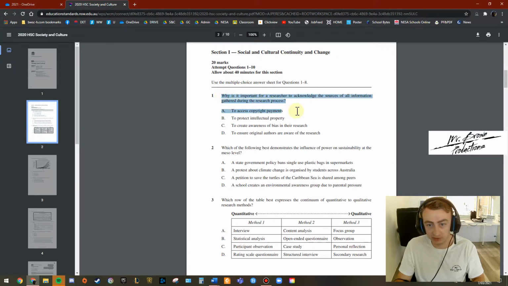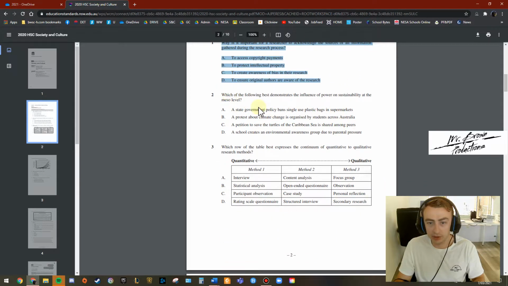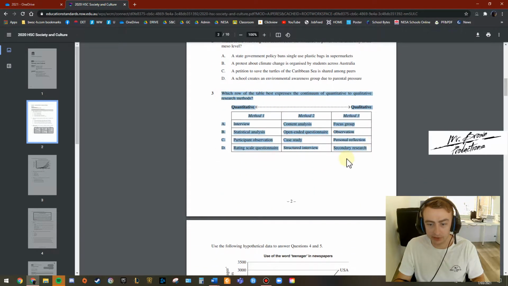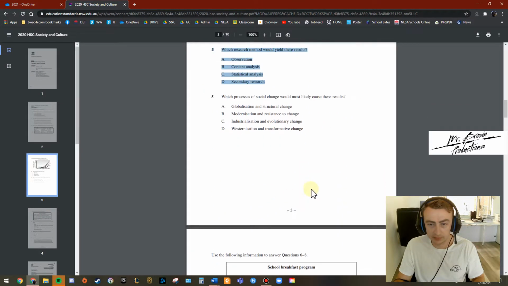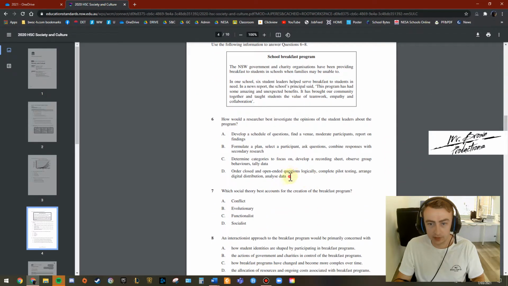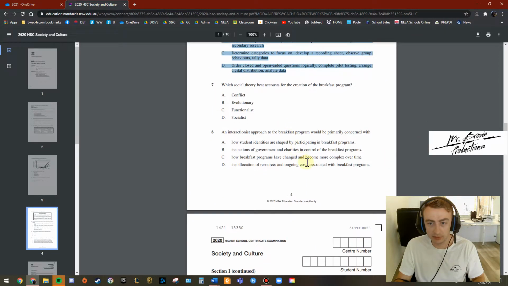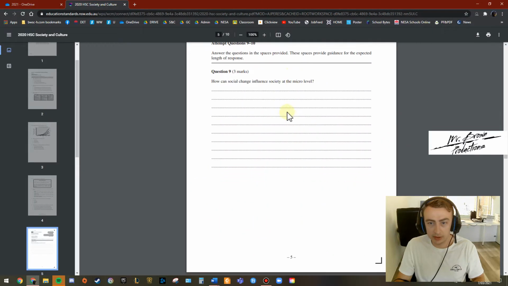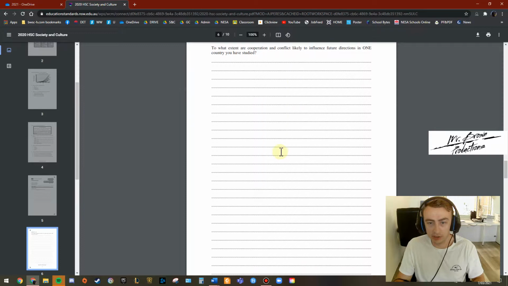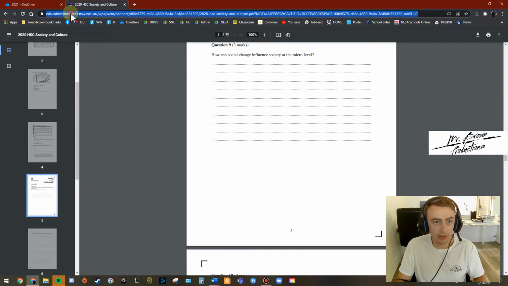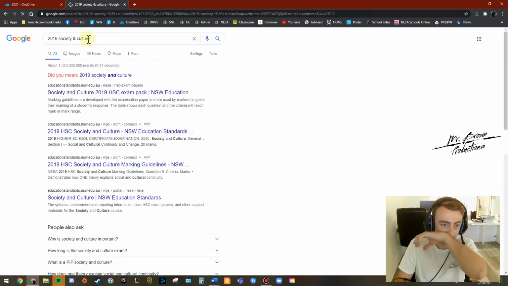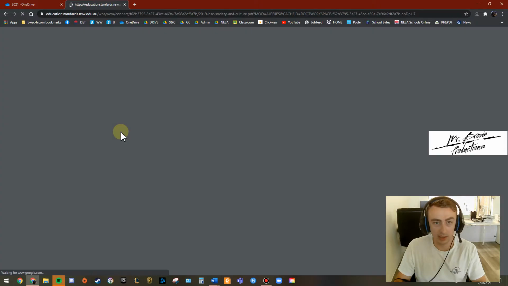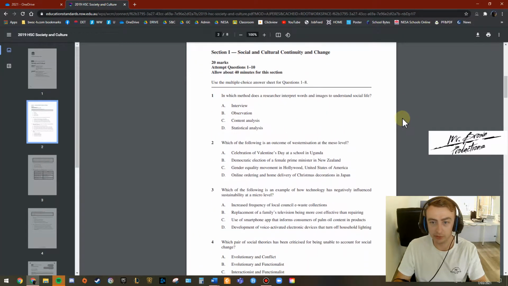The very first question is about research. Boom. Then you've got a concept. The third one is about research. The 4th one is about research. The 6th one is about research. We don't have any short answer research questions there, but you get the idea. There were at least 4 or 5 marks in that HSC paper that were based just on research.